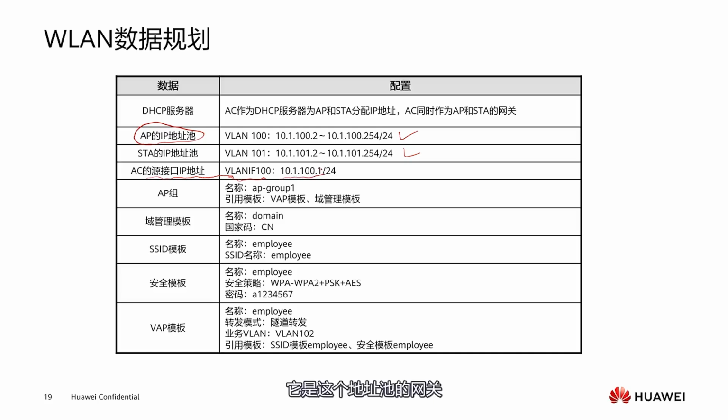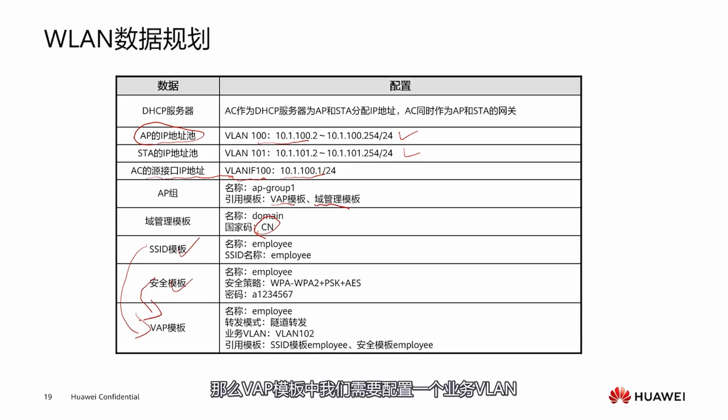Next, we need to configure AP groups. You all remember what AP groups are used for, right? They unify the management of several APs. Then, we need to refer to VAP templates and domain management templates. In the domain management template, our country code is China. We also need SSID templates and security templates, which need to be referenced in the VAP template. In the VAP template, we need to configure it also with a VLAN, and then use tunnel forwarding.